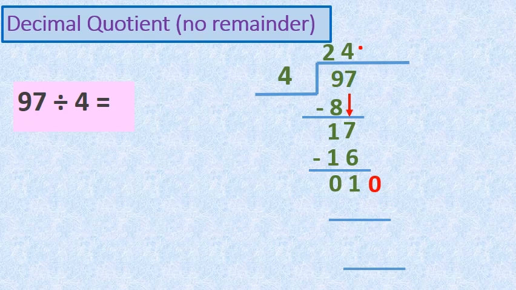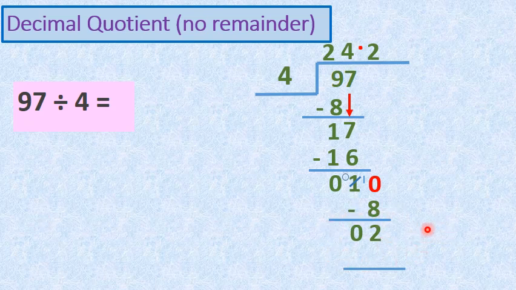Then we ask ourselves again, 4 times what gives me 10, or a number closer to 10? 4 times 2, it gives me 8. And 10 minus 8, it's what? Can I subtract from the 0 and 8? No. What are we going to do? We're going to borrow. So the 1 becomes a 0, and the 0 becomes a 10. Now 10 minus 8 is what? It's 2.